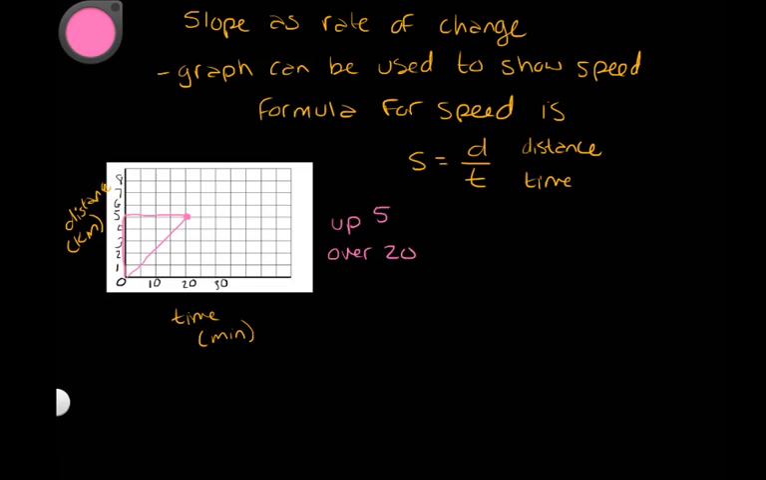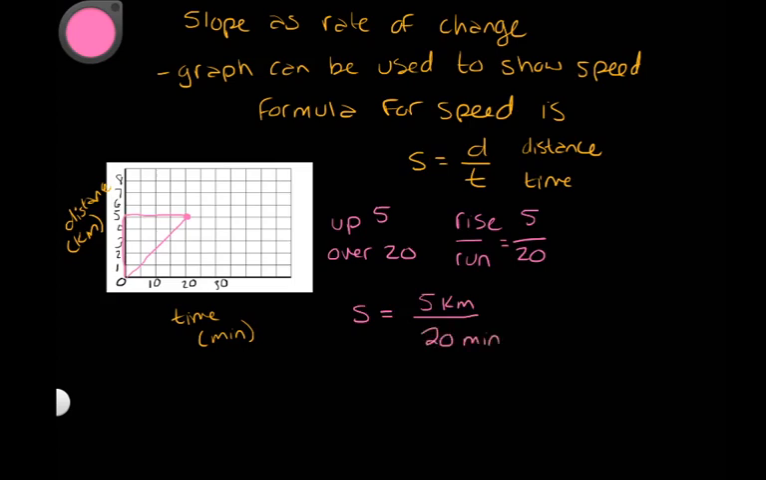That makes this a slope of 5 over 20, or a speed of 5 distance over 20 time. So I can write it both ways. We can say our rise is 5 and our run is 20 for a slope of 5 over 20. We can say our speed equals our distance, which is 5 kilometers, over our time, which is 20 minutes.